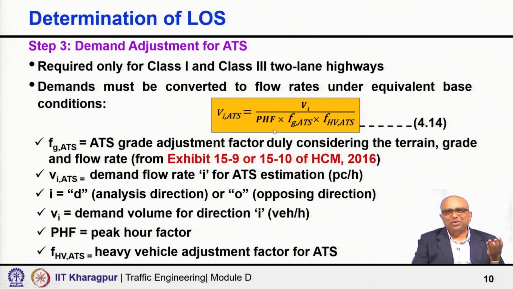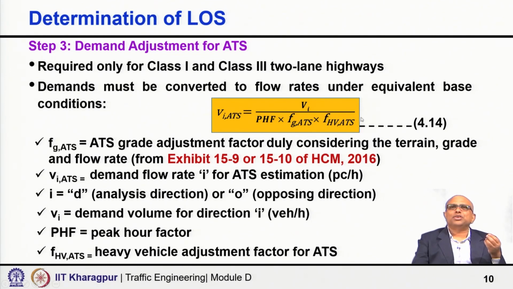One is the peak hour factor, to account for the peak 15-minute flow rate if the overall hourly demand is given as Vi. Then apply the correction factor FG ATS, that means the adjustment factor duly considering the terrain, grade and flow rate. It is primarily the grade adjustment factor, but we also consider the flow rate and the type of terrain, and these corrections may be done as per exhibit 15.9 or 15.10 of the Highway Capacity Manual.